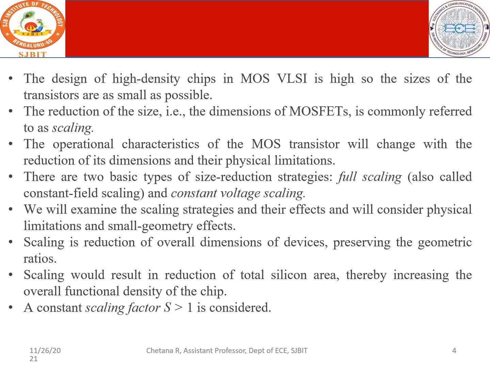So scaling would result in reduction of total silicon area, thereby increasing the overall functional density of the chip. As a result, the area of one particular IC is reduced, and as a whole the density is increased. So we have a scaling factor which is denoted as S. So the constant scaling factor S greater than 1 has to be considered. So S value should be greater than 1. Now what is S and how the relationships are associated with S is what we need to understand.